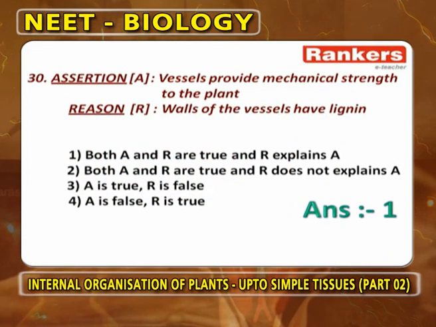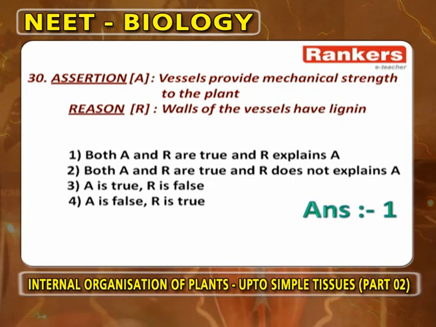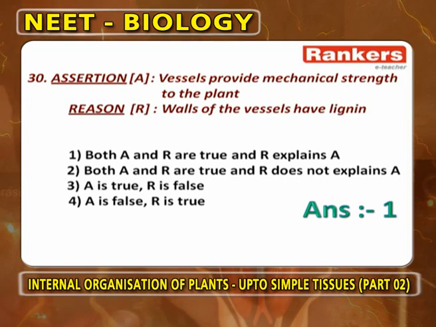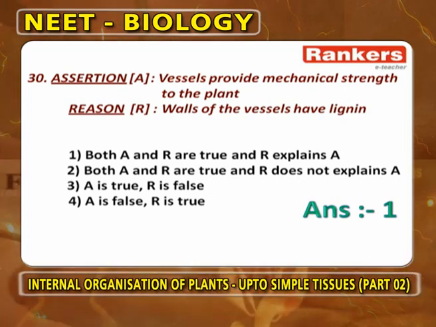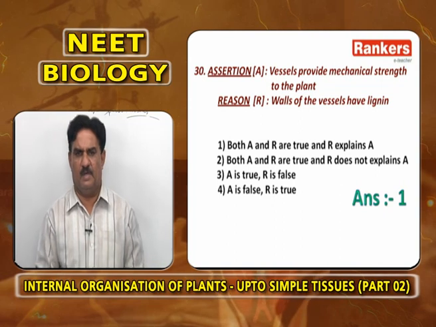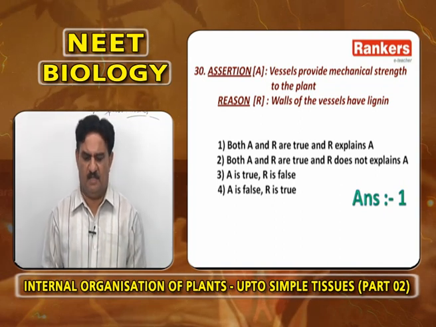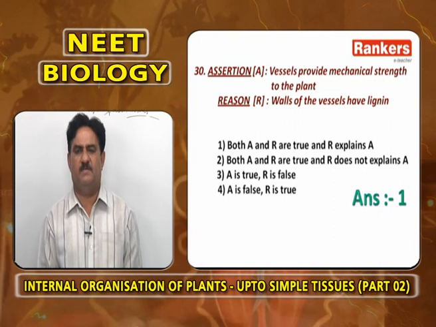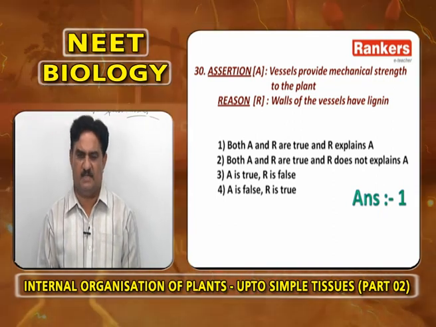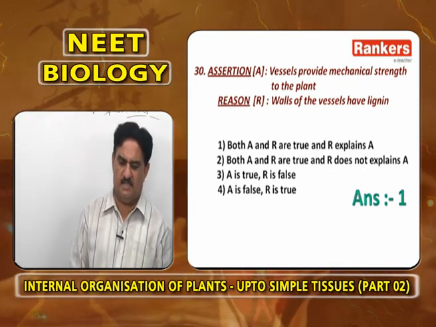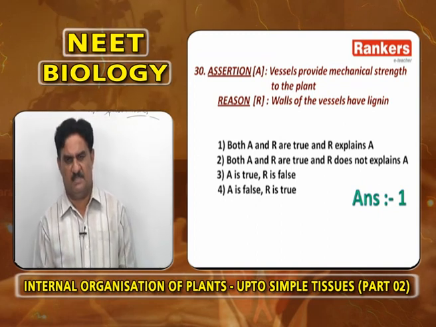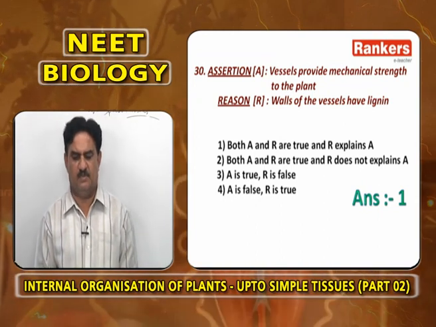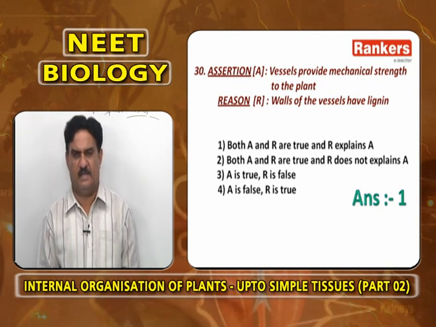Assertion and reasoning. Vessels provide mechanical strength to the plant. Walls of the vessels have lignin. Any xylem tissue shows highly lignified cell walls and narrow lumen. Whenever there is lignin, definitely they give mechanical support. So, vessels provide mechanical strength to the plant is correct. Why do they give mechanical strength to the plant? Because walls of the vessels have lignin. So, for this, both A and R are correct. R explains A.